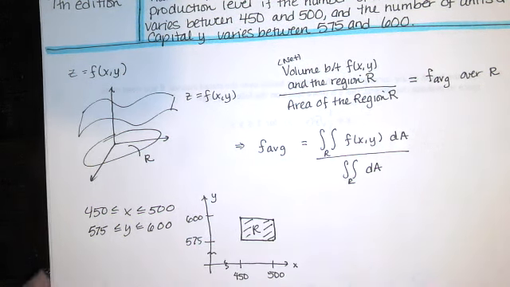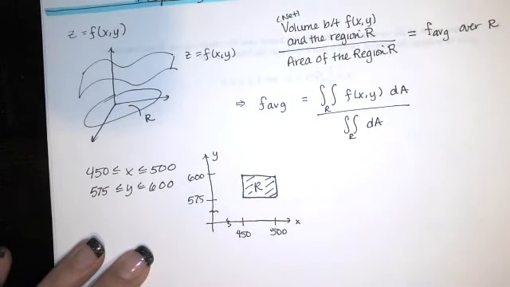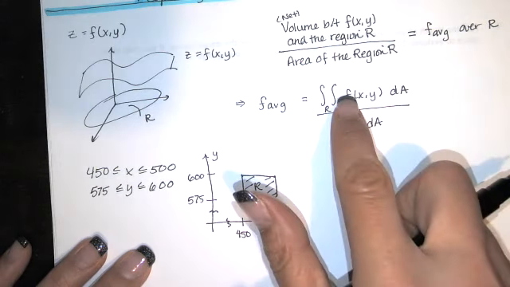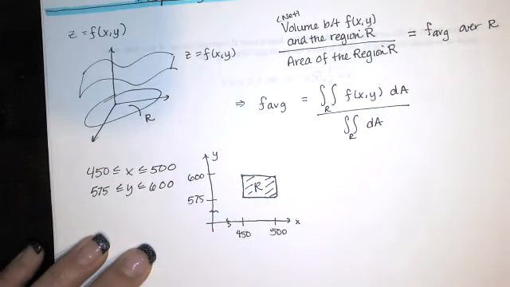Easy breezy. And we can find the area of that rectangle pretty easily. It's just length times width. So that's the area that will go in the denominator, and we'll take the double integral of f over this region, and that'll go in the numerator, and we'll divide in order to get the average value of the function.